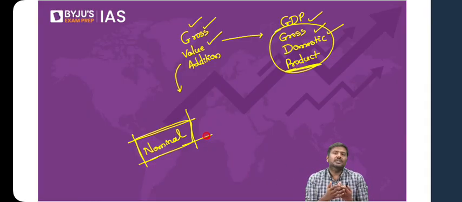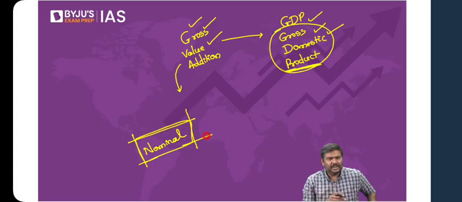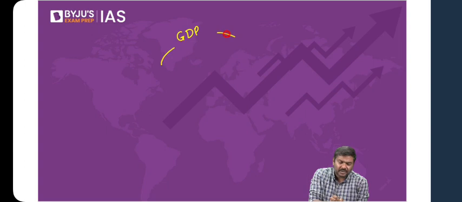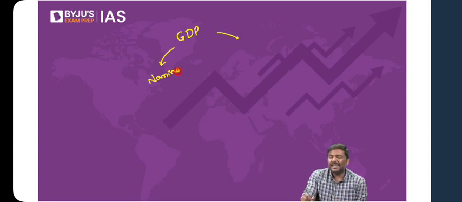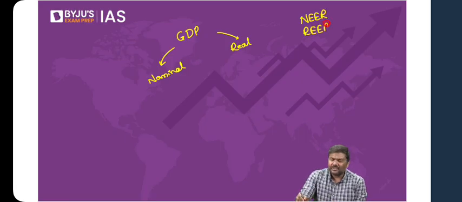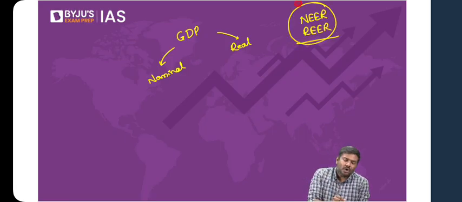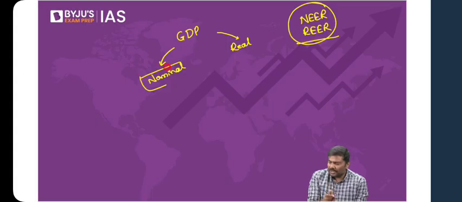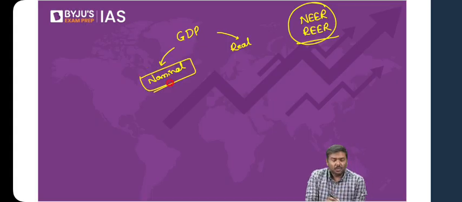Yes, the argument is very simple here. Whenever you calculate any indicator, for example GDP, it can be calculated under two heads. One is nominal GDP and the second one is real GDP. Or for example, NER and REIT. Basically, the difference is that in case of NER, we are not adjusting for inflation, and in REIT we are adjusting for inflation. So the argument is simple. Whenever we talk about the term nominal, we take into consideration the market prices in the current year.